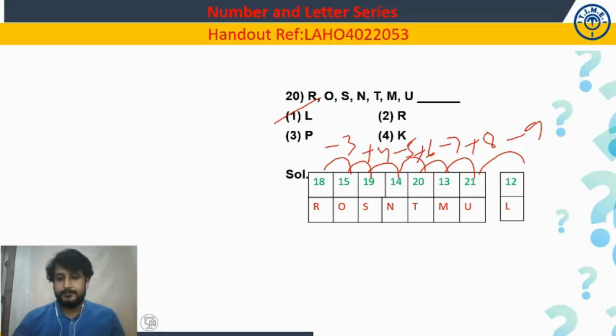Please note down the logic. If you write the place values, this is the advantage. You can complete the question in less time. Minus 3 plus 4 minus 5 plus 6 minus 7 plus 8 minus 9 is the logic. Alternately increasing, alternately decreasing.